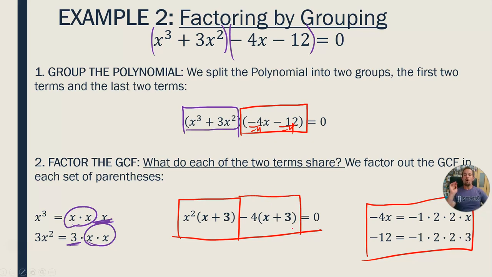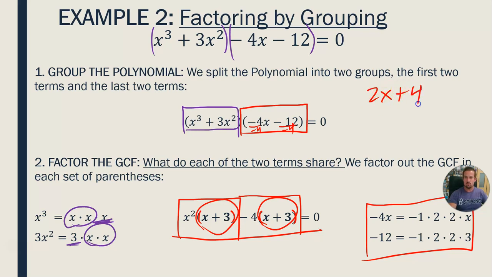Hopefully you notice that both of these groups have something in parentheses, a factor that is the same. Both of these groups have an x plus 3. They have a common factor, if you will. Each group has a common factor. Well, whenever I have a greatest common factor, let me give you some random other example.